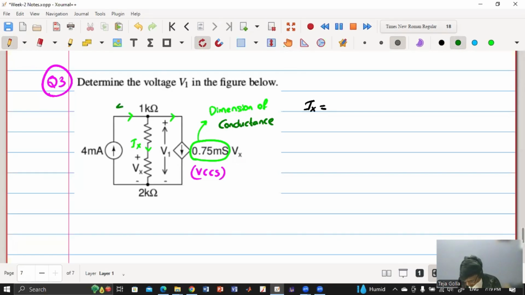So this is 4 milli and this is 0.75 milli into Vx. So by applying KCL, can you tell me what will be the value of Ix? Apply KCL at this point. Anyone? Current entering equals current leaving. So what will be the value of Ix?